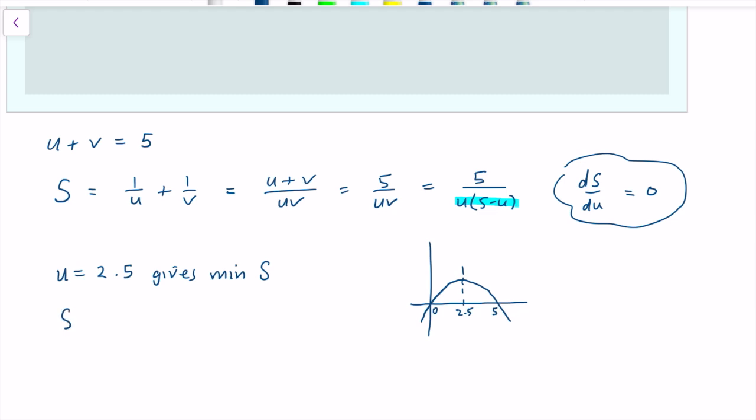So we get s is equal to 5 over 2.5 times 5 minus 2.5, which is also 2.5. So you put a multiplication symbol in there. Okay, and that comes out to be 4/5. Okay, so that's one way of doing it.